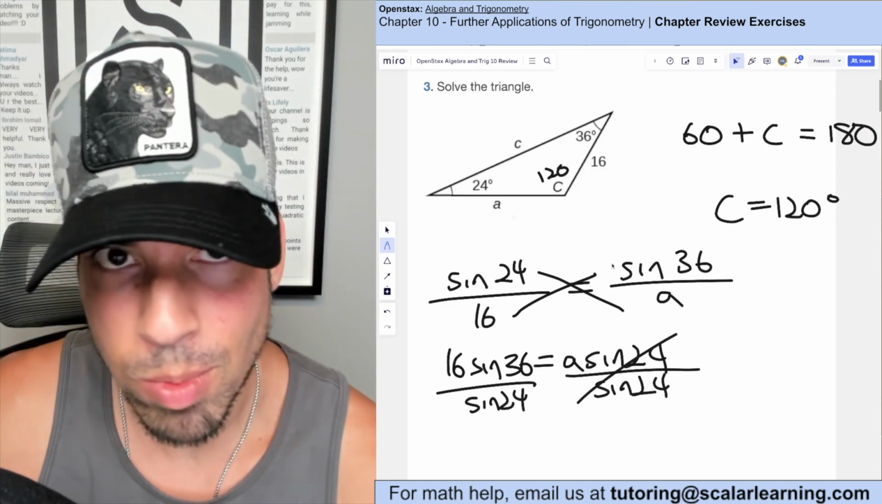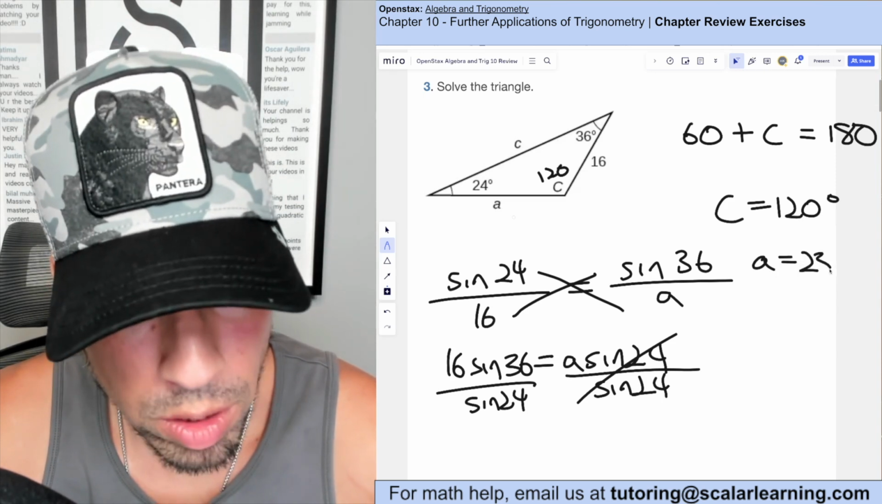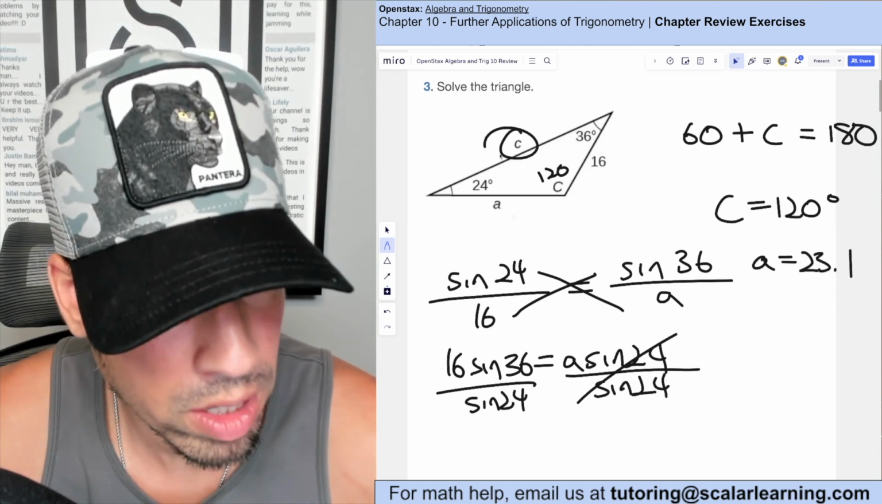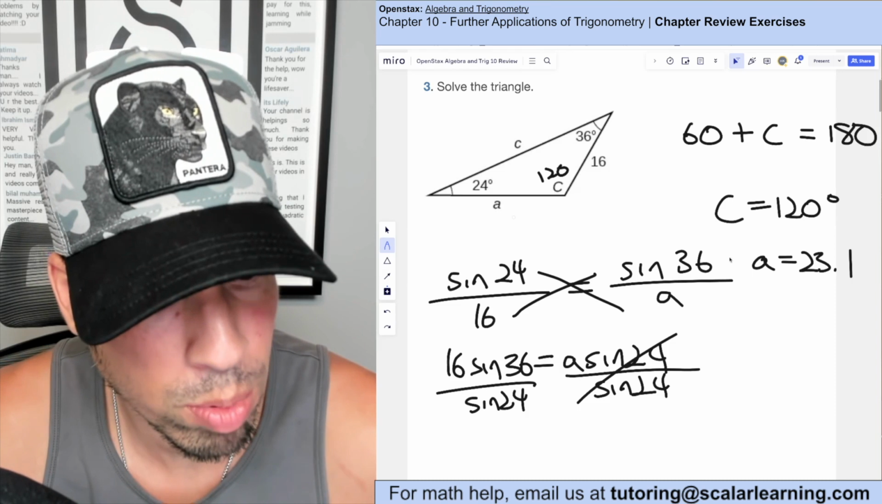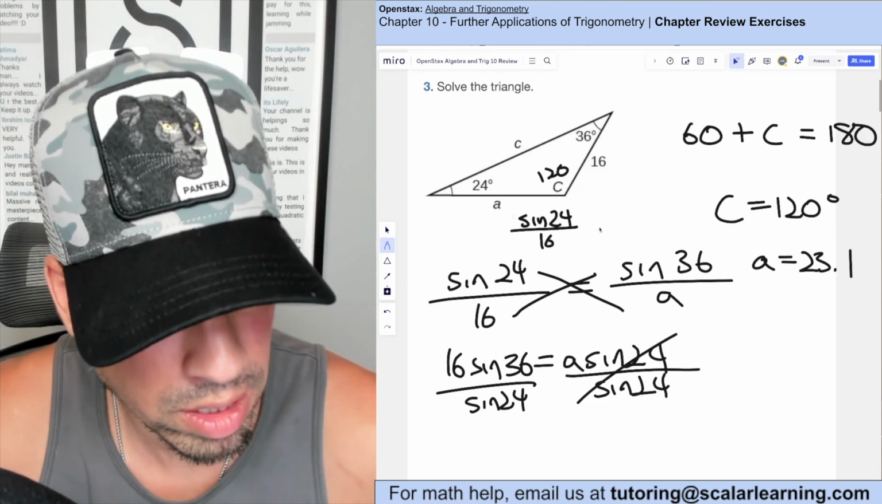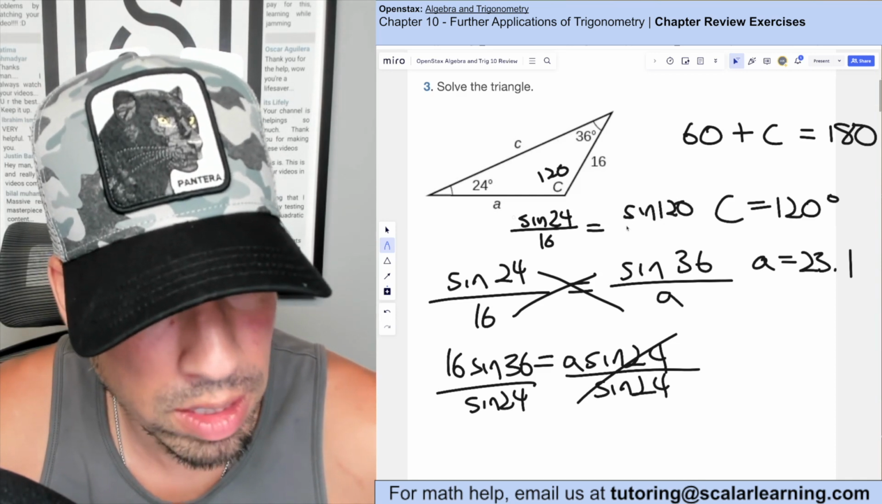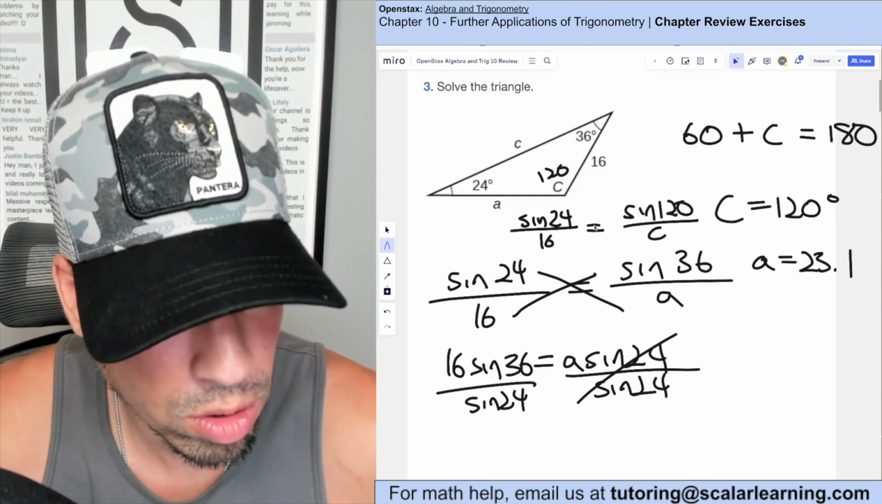Let's do that in Desmos. And we got 23.1. So A equals 23.1. The last thing we have to solve for is C. So we can set up another proportion. We can say sine of 24 again over 16 equals, this time, sine of 120 over the opposite side C. So there we go, there's the proportion.